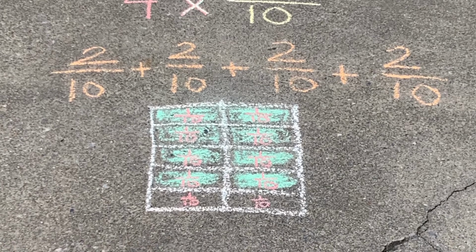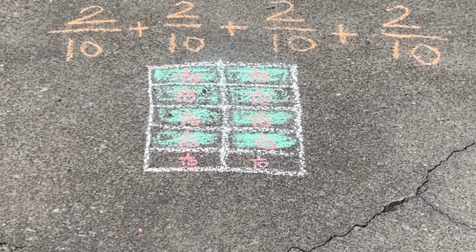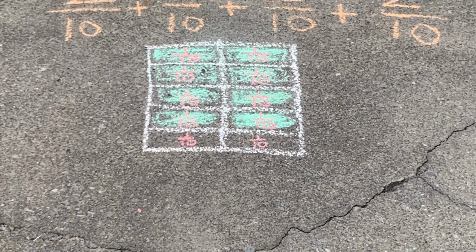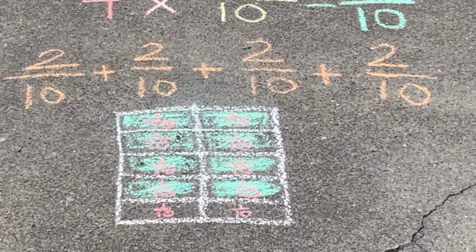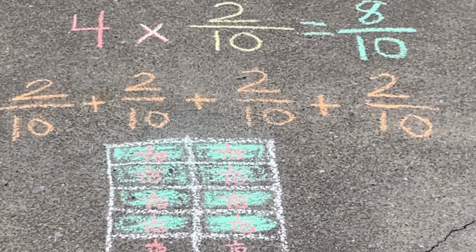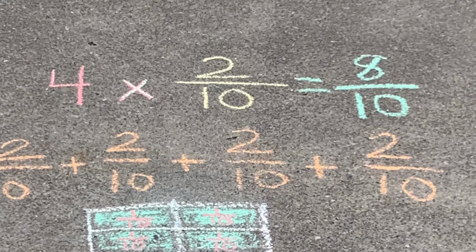I've also drawn a model of tenths so that you can see what this looks like. So I'm going to shade in 2/10 4 times. And I can see that that answer is 8/10. I have 8/10 shaded in.